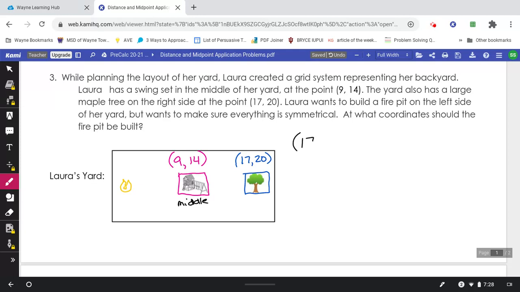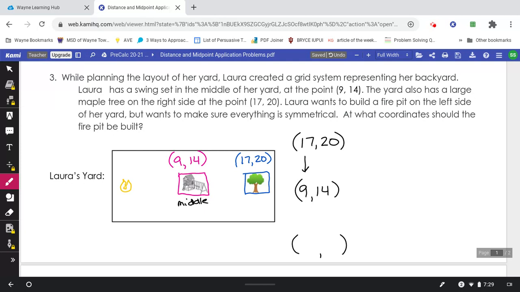You would put the 17, 20 at the top or at the bottom. Most important thing is that you put the 9, 14 in the middle because it's your M. And then your other point that you're trying to find can be on the other side. The midpoint, the middle swing set has to be in the middle. If you remember how to do it that way, go ahead.